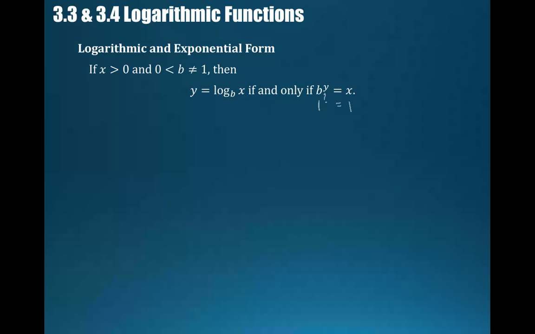And if this were negative, it's going to oscillate. It's going to go back and forth. It's not going to be an exponential function, or a logarithmic function. So it's got to be greater than 0, but it cannot equal 1. And X is your argument, your output. It's going to be greater than 0 as well.